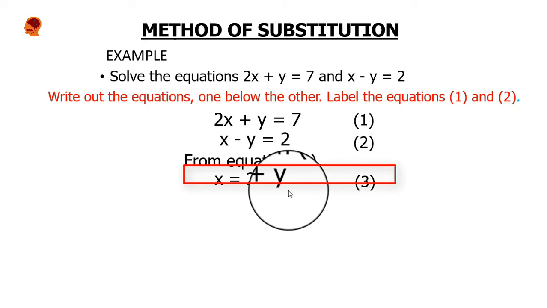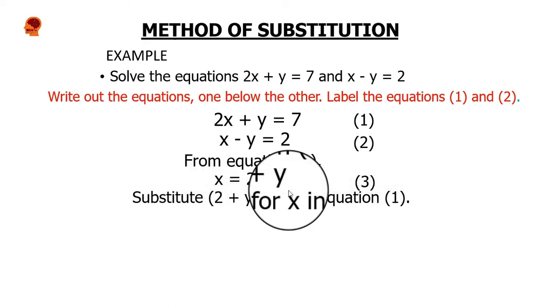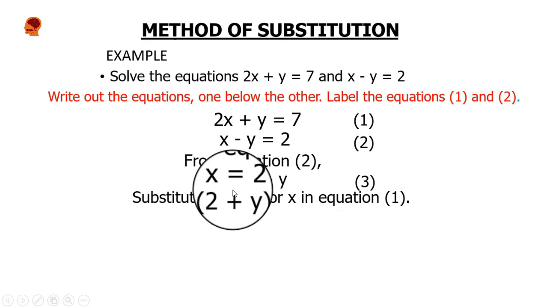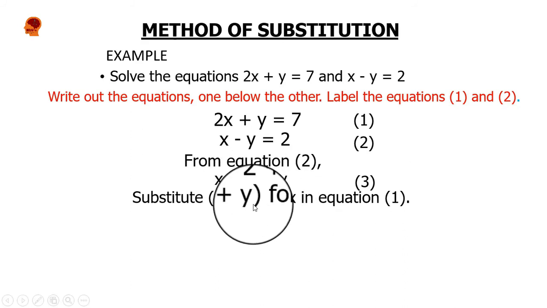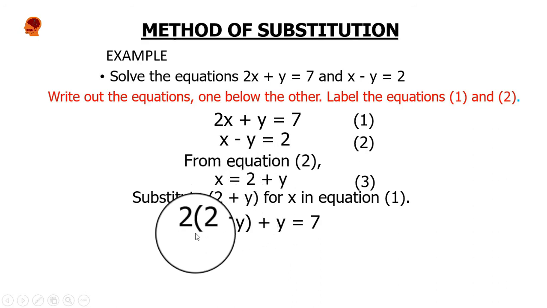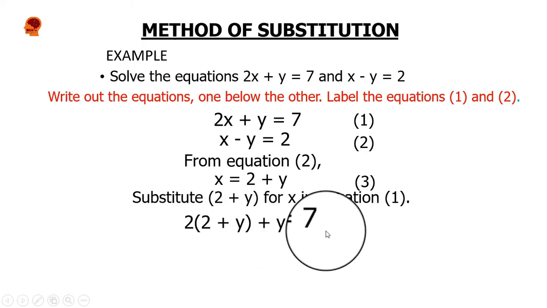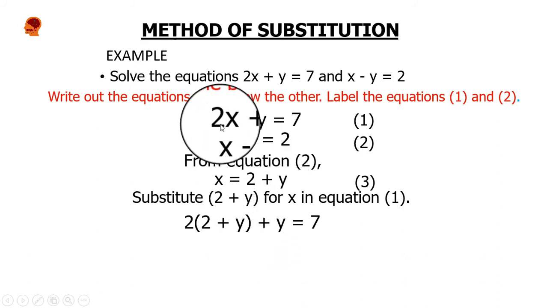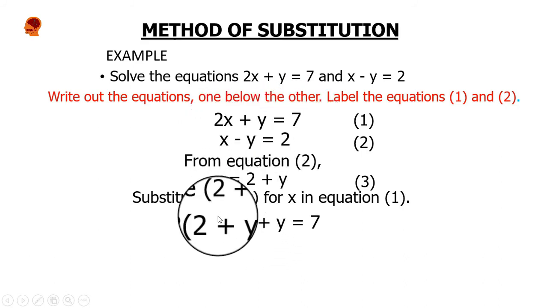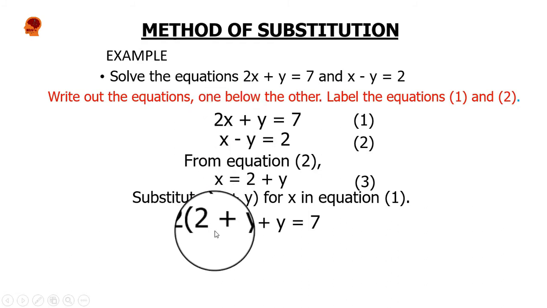Bam. Now it says substitute x in equation what? 1. And do not forget here, the value of x equals 2 plus y. So anywhere we see x in equation 1, we are going to fix 2 plus y. Now, what do we have here? We have 2 into brackets 2 plus y equals 7. If you look at equation 1, which says 2x plus y equals 7, wherever we see this x, we are fixing 2 plus y.